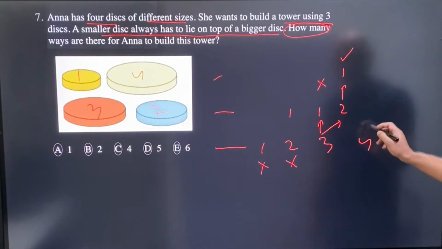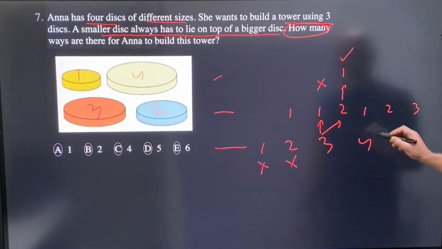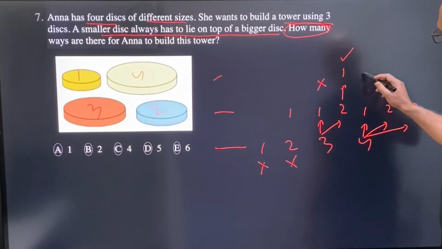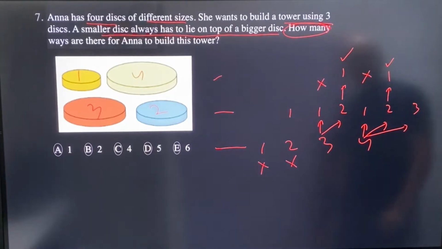For 4, for the second layer, I can have 1, 2 or 3. Now if I use 1, nothing else is left for the third layer. So this is not going to work. If I use 2, for the third layer I can use 1, so this will work. If I use 3, for the third layer I can have 1 or 2. Both are smaller than 3, so these are also valid choices.